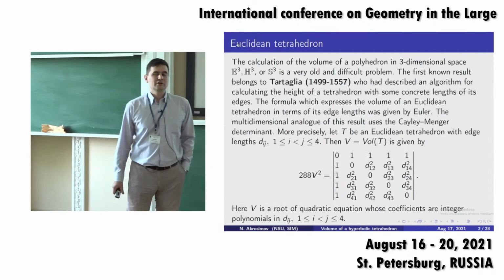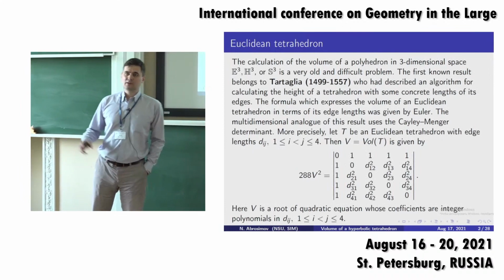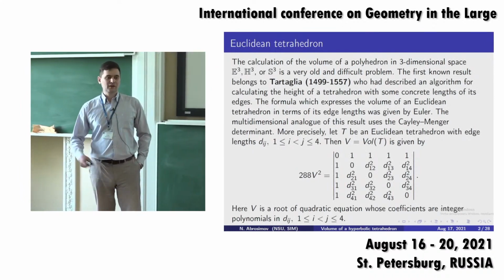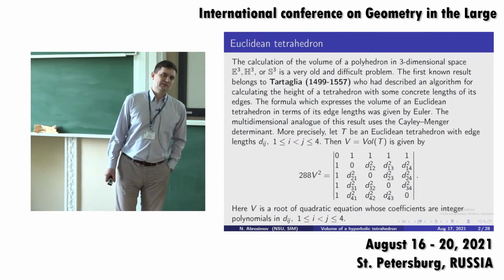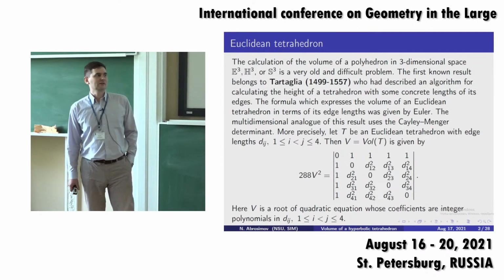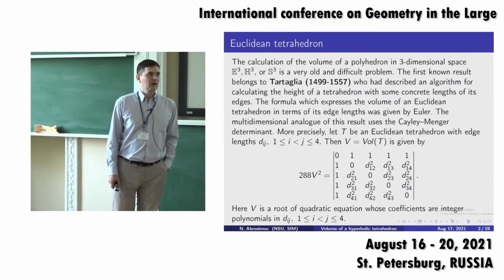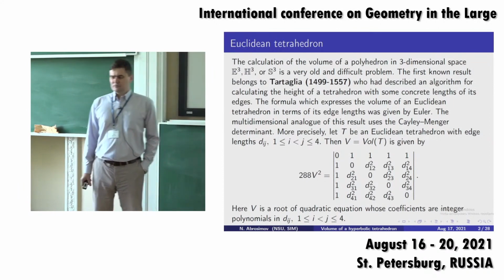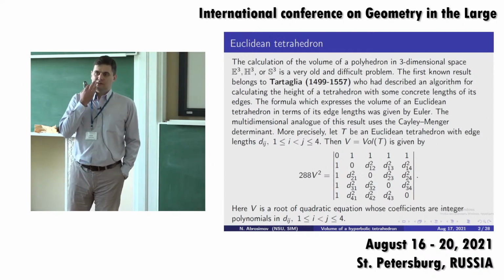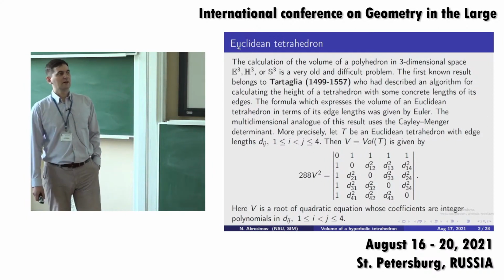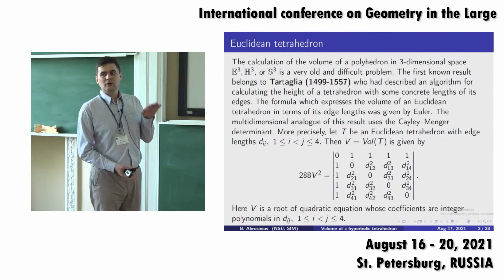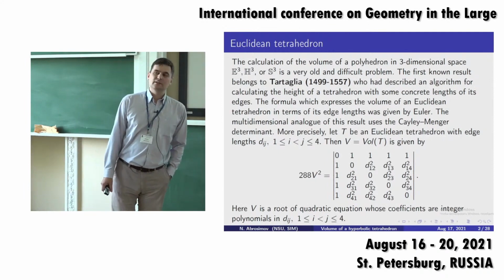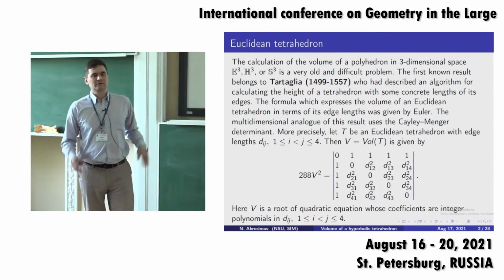The calculation of volume of some polyhedron in three-dimensional space of constant curvature is a very old and difficult problem. Probably the first known result in this direction belongs to Tartaglia, who described the algorithm how to calculate the height of a Euclidean tetrahedron with some concrete edge length.